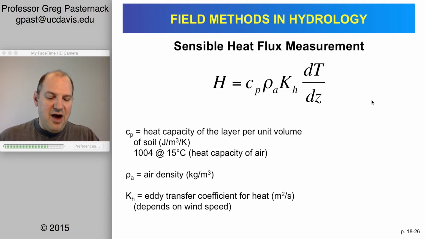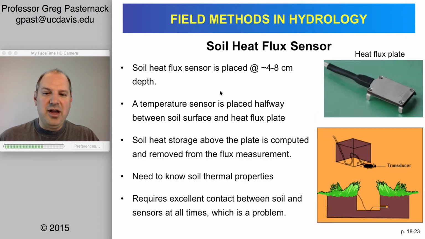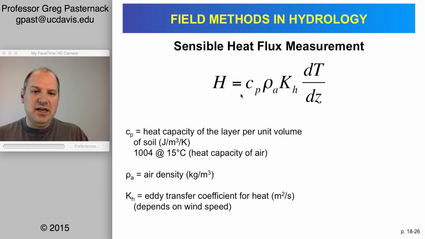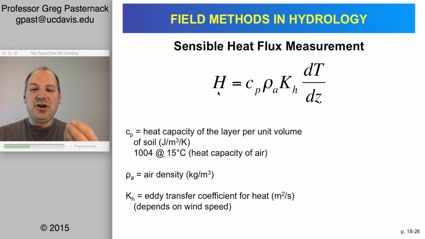Okay, so now if we return to our energy balance, remember we had net radiation, sensible heat, ground flux, and evaporation. So the next one is our sensible heat flux. We've got another nice, lovely gradient function. And now sensible heat flux is called sensible because you can sense it. You can feel that. It's the change in temperature over a change in elevation above the ground.